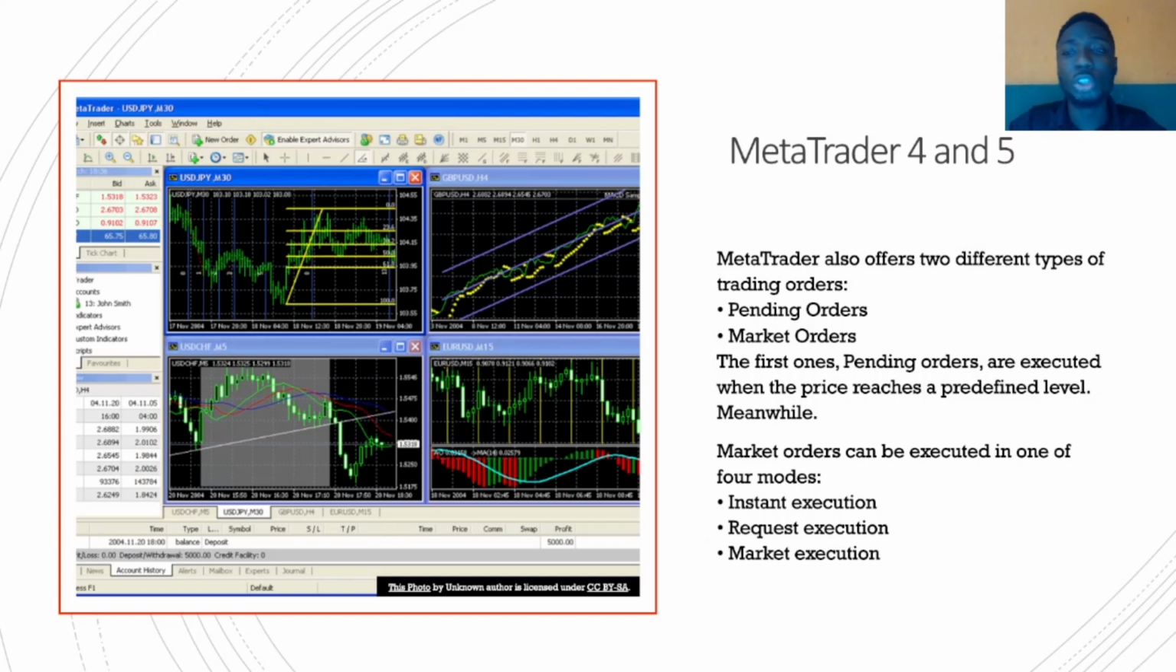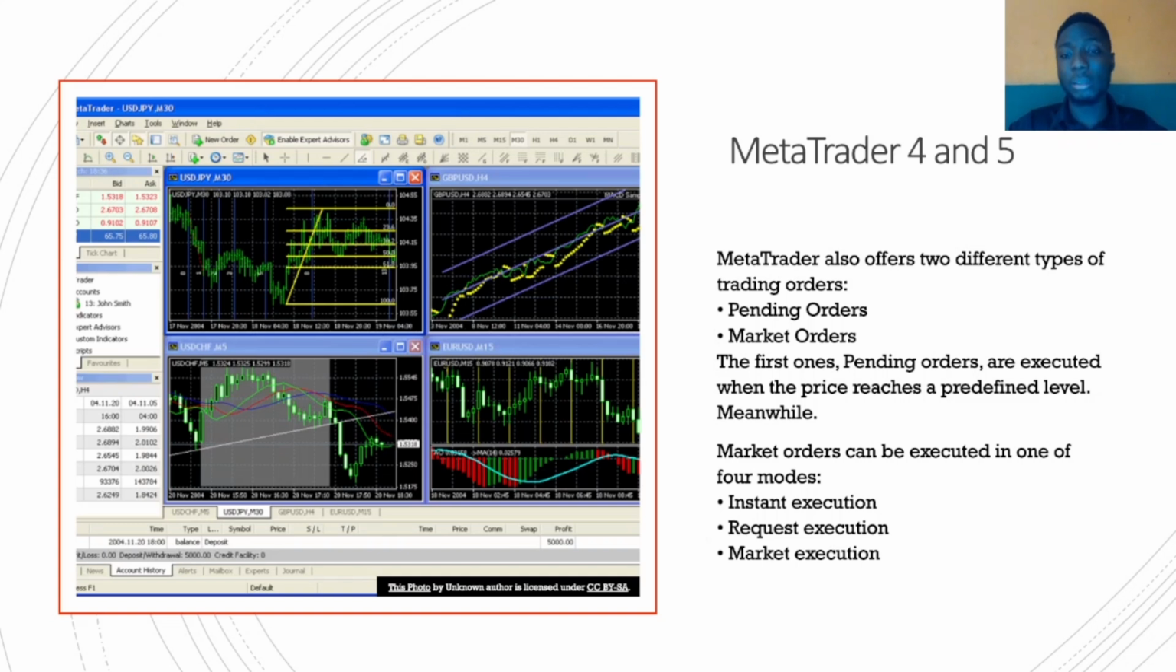MetaTrader is used to analyze the chart. It's used to place your trades, to close your trades, to open your trades. You can use it on your Android, on your Apple, on any of your devices. Meta 4 and Meta 5 support every platform, with different interfaces.